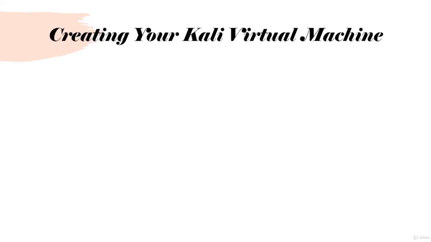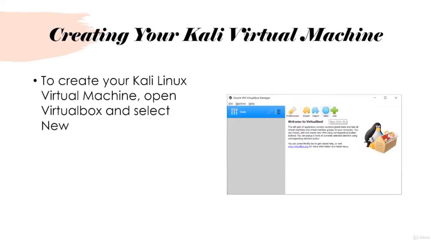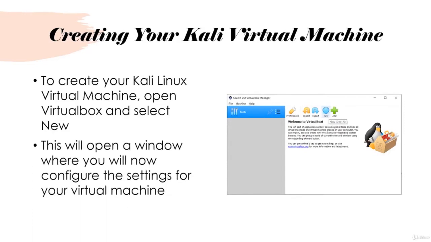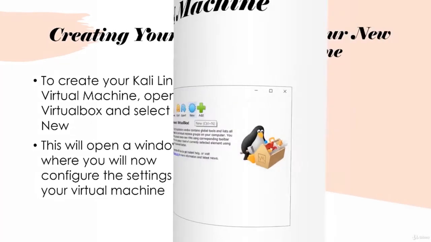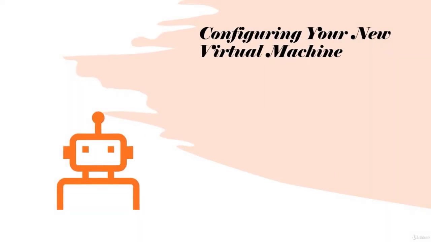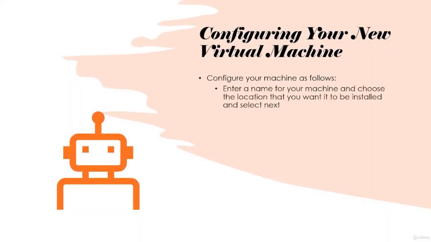Okay, so now let's talk about creating our Kali Linux virtual machine. To create the Kali Linux virtual machine, you're going to want to open up VirtualBox and hit the new button that you see right there in the screenshot. This is going to open up a window that's going to let us configure the settings for the virtual machine. Let's briefly go over the settings. You're going to want to enter a name for the machine, whatever you want it to be, hit next. You're going to put 4096 in the next box. It's going to ask you how much RAM you want to give the machine. We want at least 4 gigabytes of RAM, so it's pretty quick.